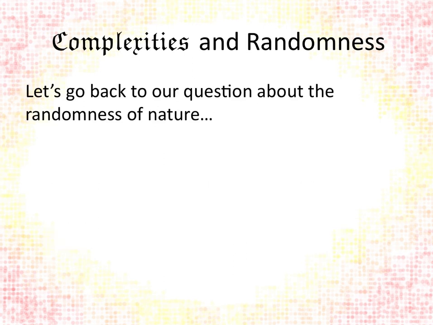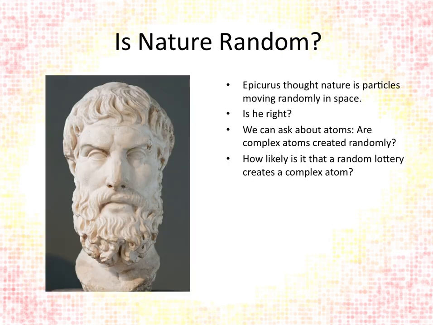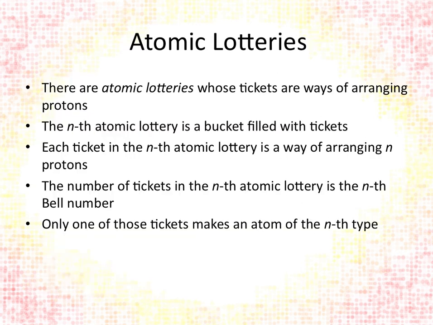Now let's go back to our question about the randomness of nature, talking about complexities and randomness. Is nature random? Epicurus thought that nature is particles moving randomly through space. Is he right? We can ask a question about atoms. Are complex atoms created randomly? More precisely, how likely is it that a random lottery creates a complex atom? Let's talk about atomic lotteries.